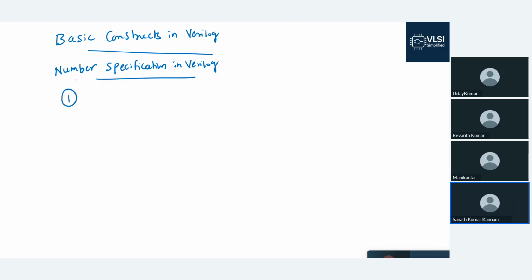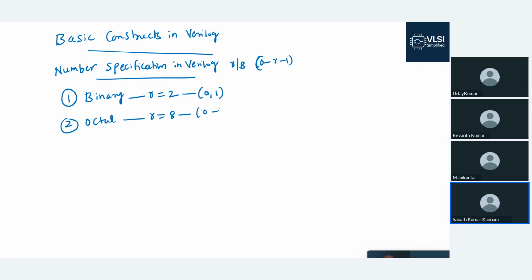You have already seen in digital electronics how many number systems there are. Mainly we have 4 number systems. A number system has a radix or base, and the range of digits is from 0 to r minus 1. For binary, the radix is 2 and the range is 0 and 1. For octal, the radix is 8 and the range is 0 to 7.